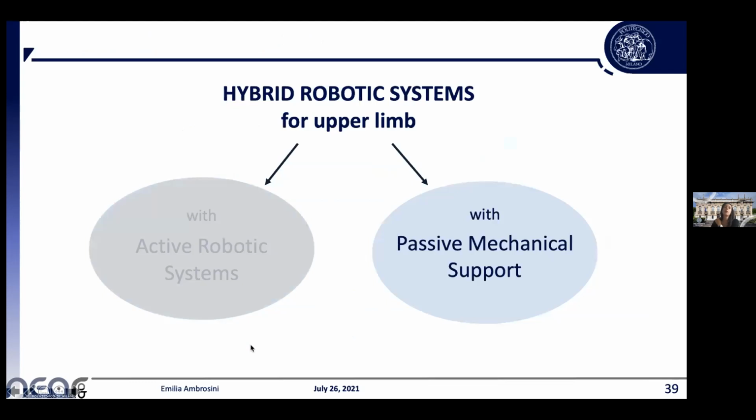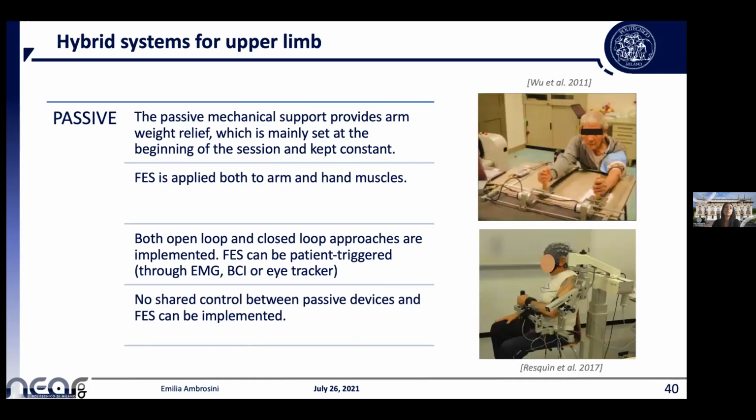Concerning the combination between FES and passive mechanical support, usually the passive mechanical support provides arm weight relief. So the passive robot is used to support the weight of the arm. FES is applied both to arm and hand muscles, and both open-loop and closed-loop approaches are implemented, and FES can be patient-triggered based on EMG, BCI, or eye tracker. But again, no shared control can be implemented between passive devices and FES.